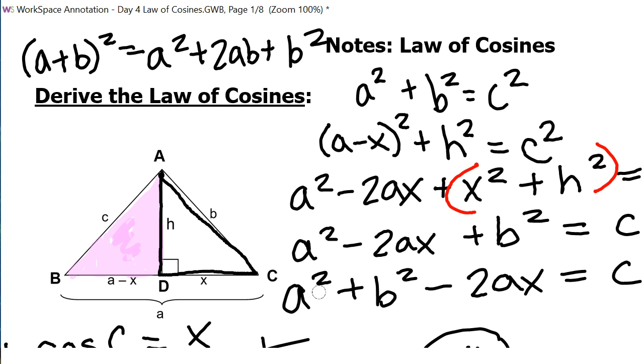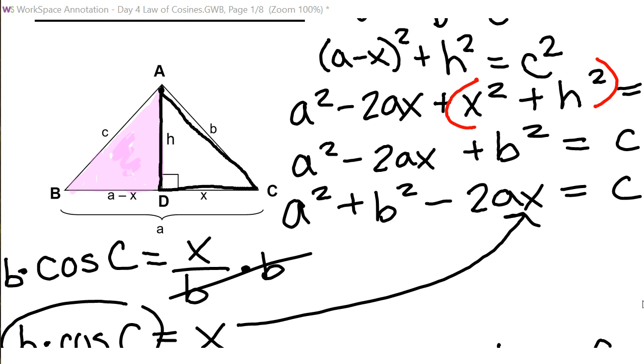Now I'm going to unpause myself. Now we're going to go back to that original equation we were working with, but instead of x, I'm going to substitute in what x is equal to, which is b cosine c. So that gives us a squared, or let me bring this down a little bit so it's not confusing anything. So this would be a squared plus b squared minus 2a. Now instead of x, I need to substitute in what we solved over here, which is b times cosine of angle C, is equal to c squared. And we just derived the law of cosine.